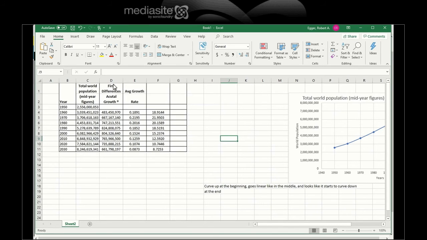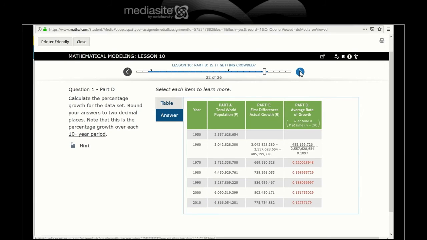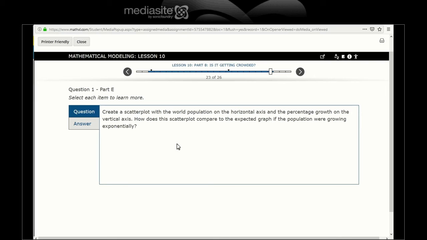So the differences between the decades, it'll just be the current decade minus the previous decade. Average growth rate is what that difference divided by the previous population, previous decade. Next question. Create a scatter plot with the world population on the horizontal and the percentage growth on the vertical axis. How does this scatter plot compare to the expected graph if the population were growing exponentially? So create a scatter plot with the world population on the horizontal, that means X, percentage growth on the vertical. Okay.